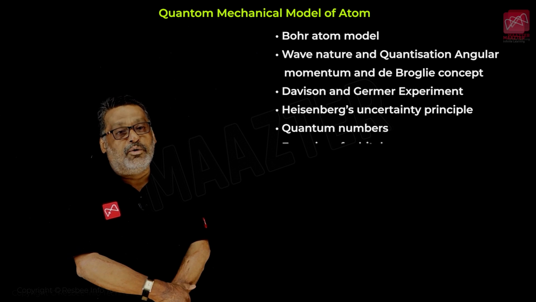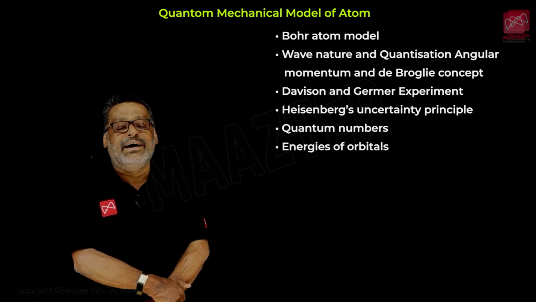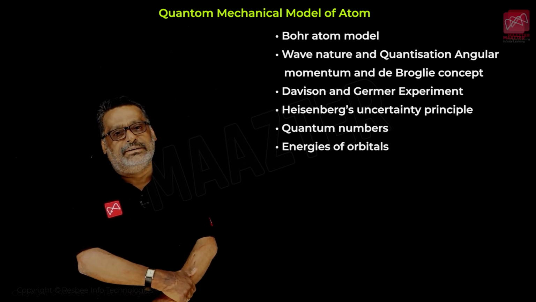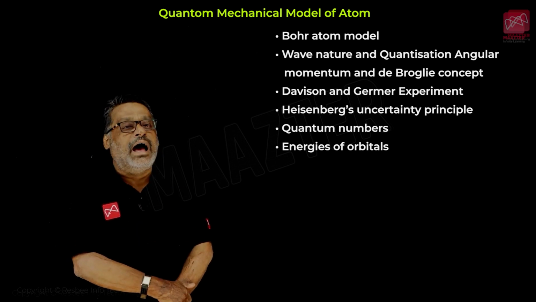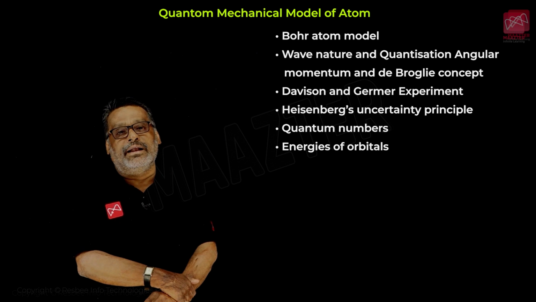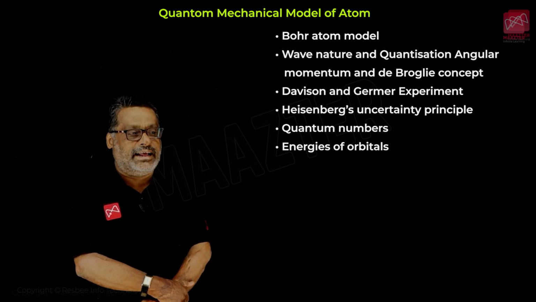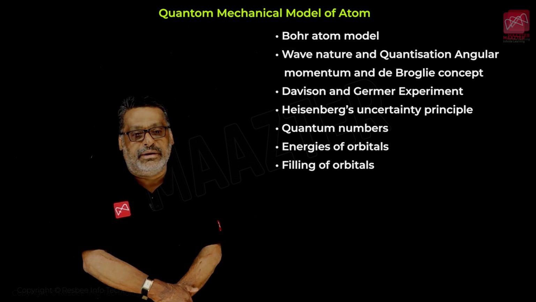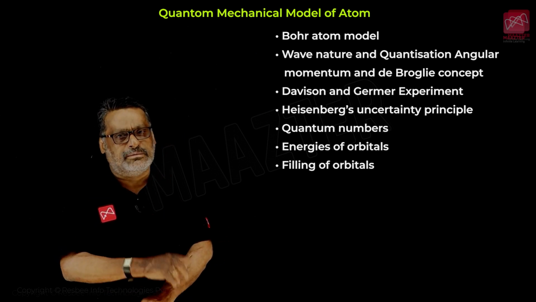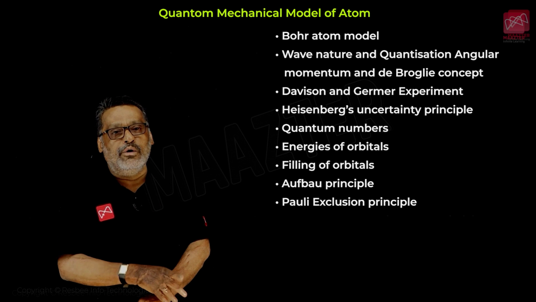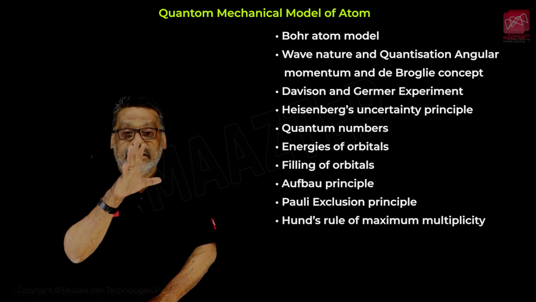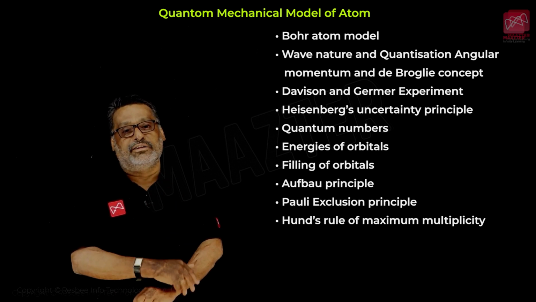Then we have to discuss the energy of orbitals. Every orbital is associated with energy, and we can also expect calculation problems in that part that come in the 3 marks category. Filling up of orbitals: electrons are to be filled in various orbitals based on 3 important principles, the Aufbau principle, Pauli's rule and Hund's rule of maximum multiplicity. The rule itself can be asked for 2 mark questions.